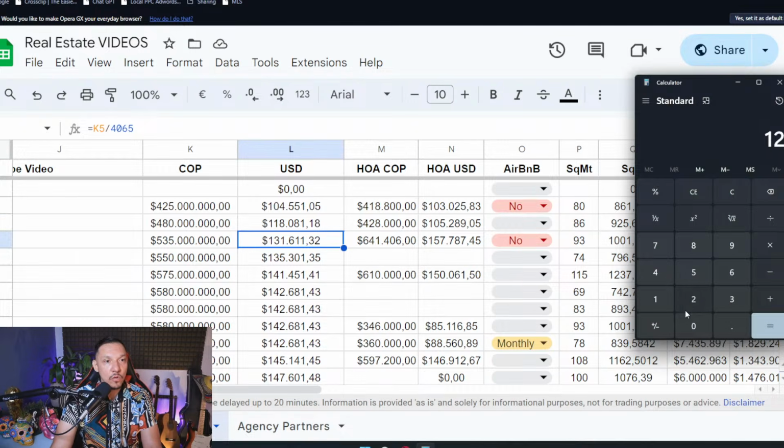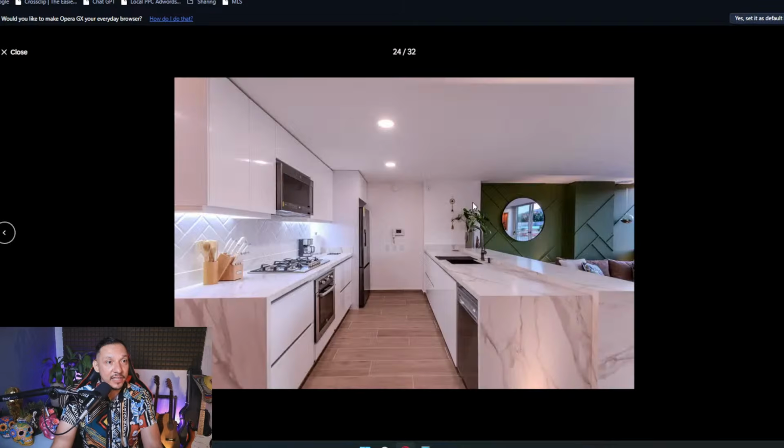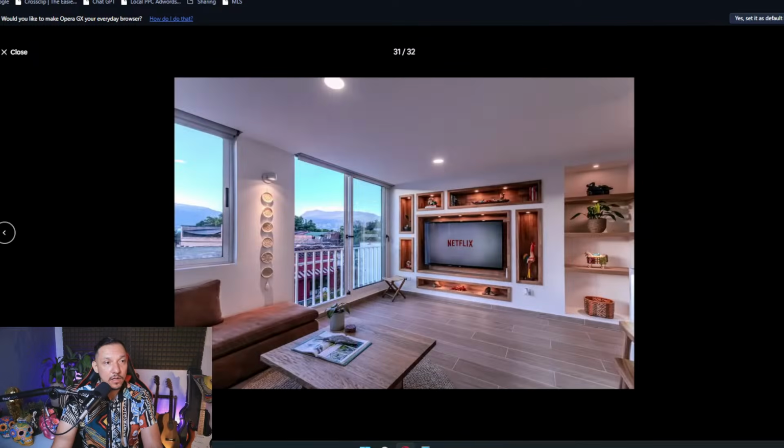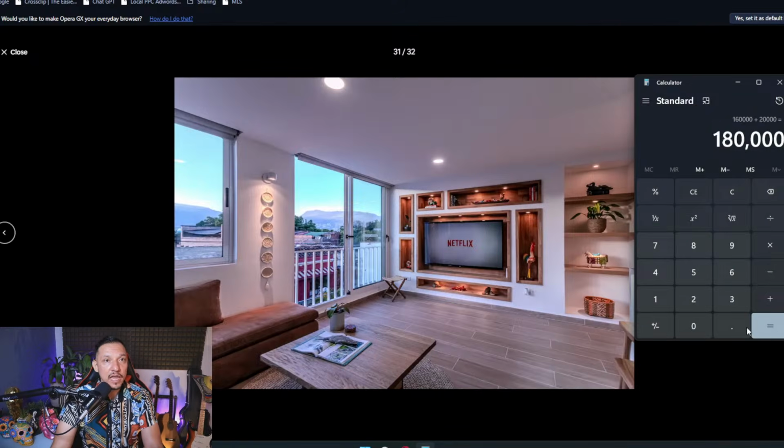Let's go $120,000 plus the $40,000 to rehab it, plus the $20,000 to furnish it and decorate it so that it looks like this. That equals you're all in for $180,000. That's your net. Your gross investment is $180,000.